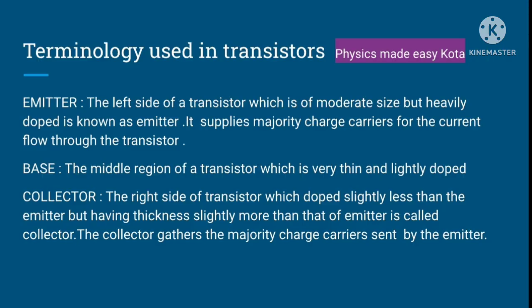The next one is the collector, which is on the right side of the transistor, and is doped slightly less than the emitter but its thickness is slightly more than that of the emitter. The collector gathers the majority charge carriers sent by the emitter. So the junction between the emitter and the base is known as the emitter base junction, while the junction between the collector and the base is known as the collector base junction.